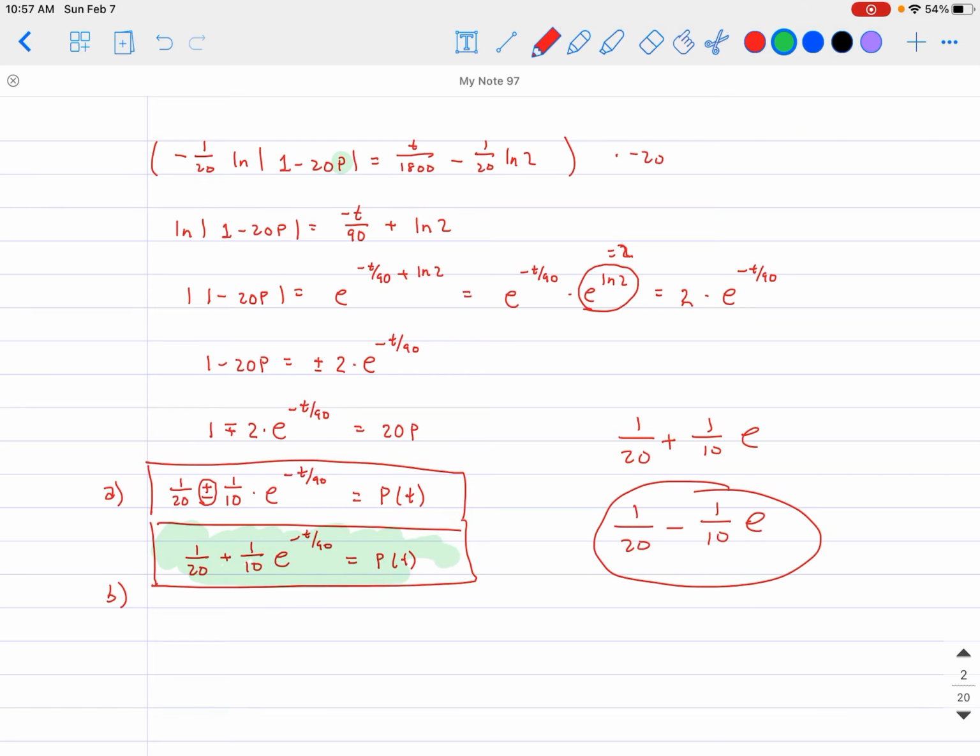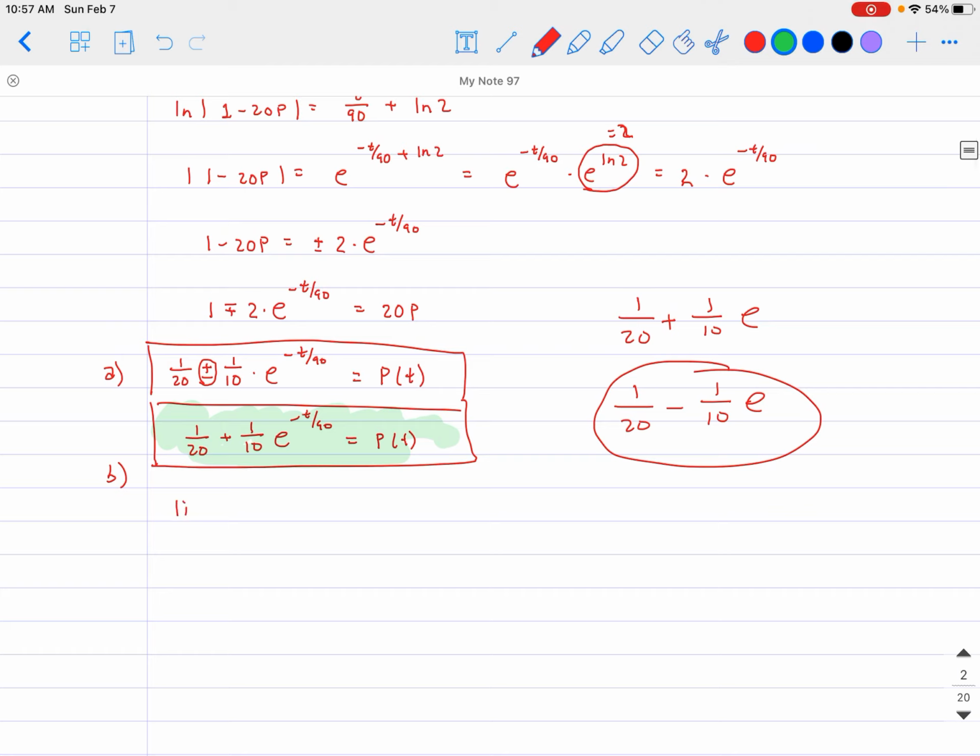Now we're going to do what we said earlier, which was to look at the limit as t approaches infinity. As t approaches infinity, you will still have the first part, which is 1 over 20. The second part, you'll have 1 over 10 multiplied by e to the power of negative infinity, which is going to go to 0. So that leaves us with just 1 over 20, which is equal to 0.05 in this case.